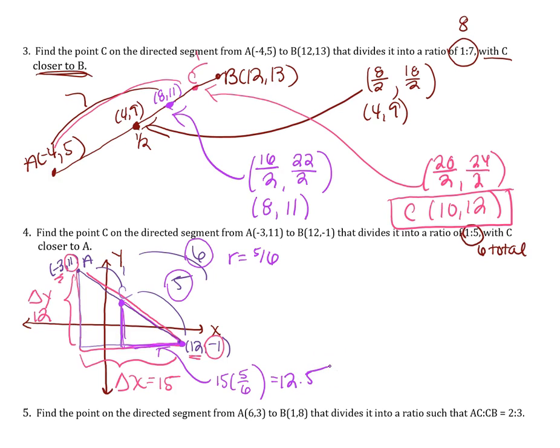I'm going to do the same thing with this. I'm going to take 12 and dilate it by 5/6. So 12 times 5/6 would give me 10. So what that means, again, is that this length here is 10. This length is 12.5. Now, how does it help me find that coordinate?